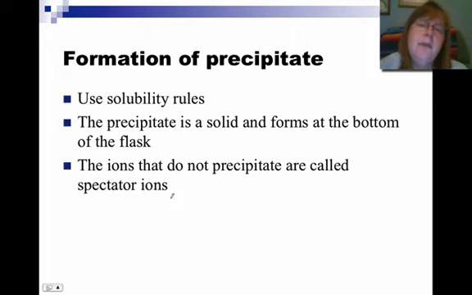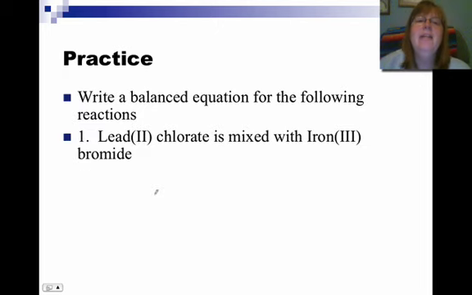If you're doing this in a test tube, like we'll be doing in a lab, the precipitate is going to fall to the bottom of the test tube because it's a solid. And the ions that do not precipitate, because sometimes they pair up with something else and it's still soluble, we call those spectator ions. They didn't do anything. It's like being a spectator at a sporting event. You just sit there. You didn't react. Okay, so let's go ahead and practice doing this.